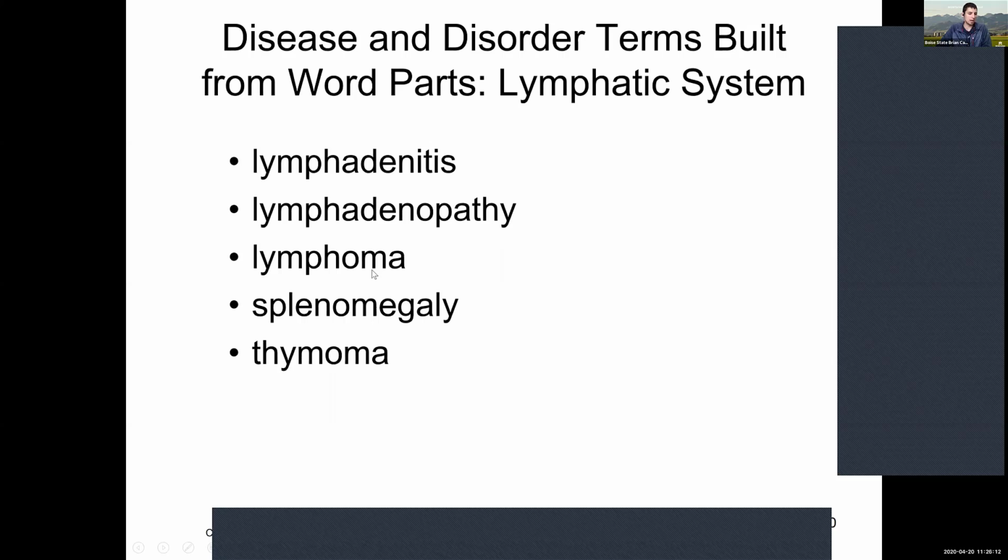Lymphoma, again, here we see that oma thing, so we know a tumor or a malignant cancer. Splenomegaly, megaly meaning enlarged, larger than normal, and referring to the spleen. And thymoma, again, thymus, and oma, cancerous or malignant tumor.